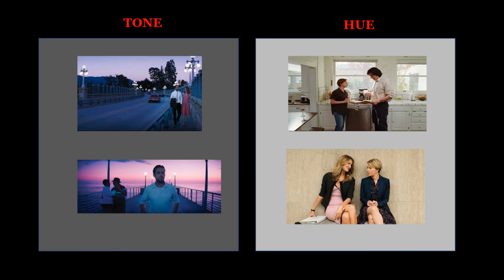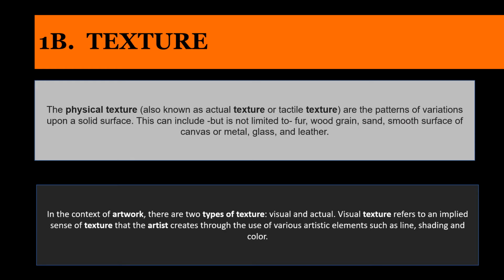Now, tone and hue are very different from texture. Texture is the physical approximation which is created by visuals. What do I mean? Texture is associated with touch. Texture is associated with the way a color brings about a certain feel, a certain grain, a certain smoothness, which is not felt physically but visualized.